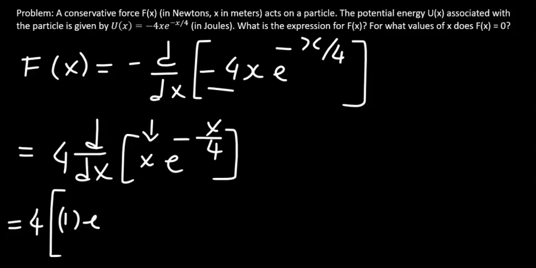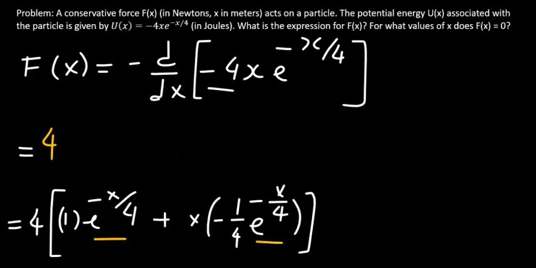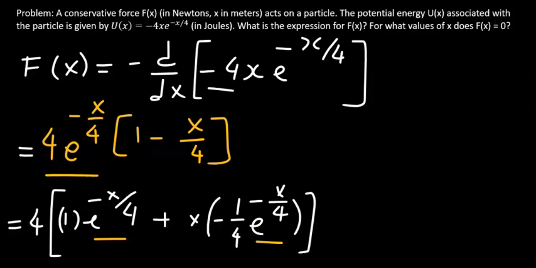Multiply that with the second function, e to the power minus x over 4, plus the first function, x, and then differentiate the exponential function, and that's going to give you minus 1 over 4 e to the power minus x over 4. And that's it. Factoring out the common terms, 4 e raised to the power minus x over 4. So the first term is 1, the second term is minus x over 4, which yields the desired conservative force function.